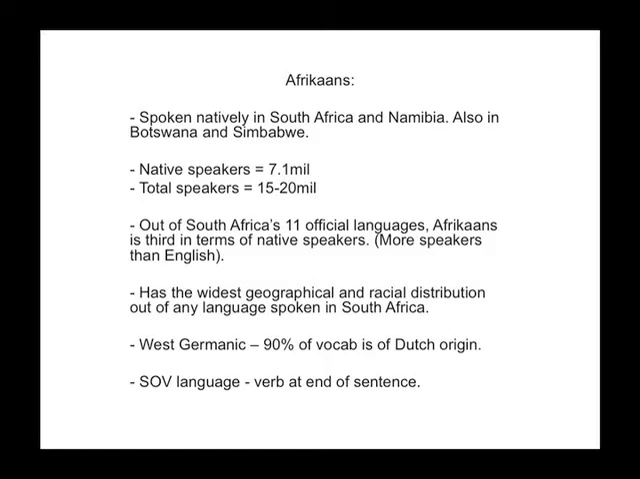So Afrikaans is a West Germanic language with 90% of its vocab coming from Dutch, and it's also an SOV language, meaning the verb comes at the end of the sentence: subject, object, verb.